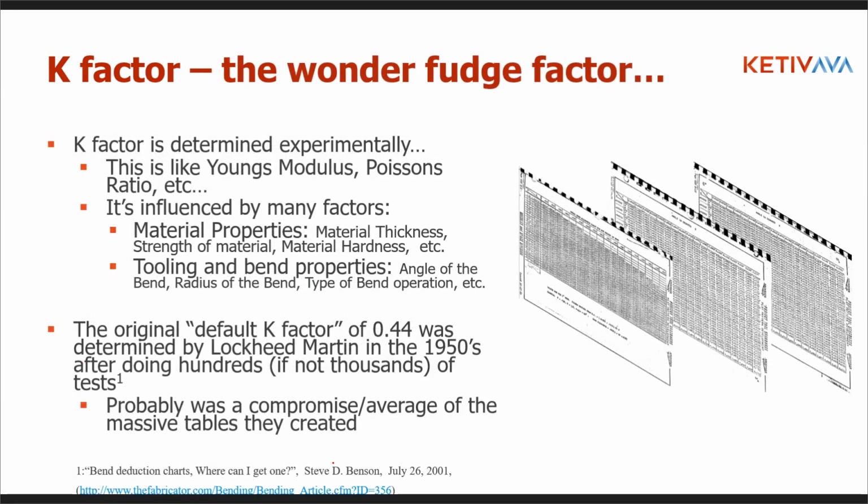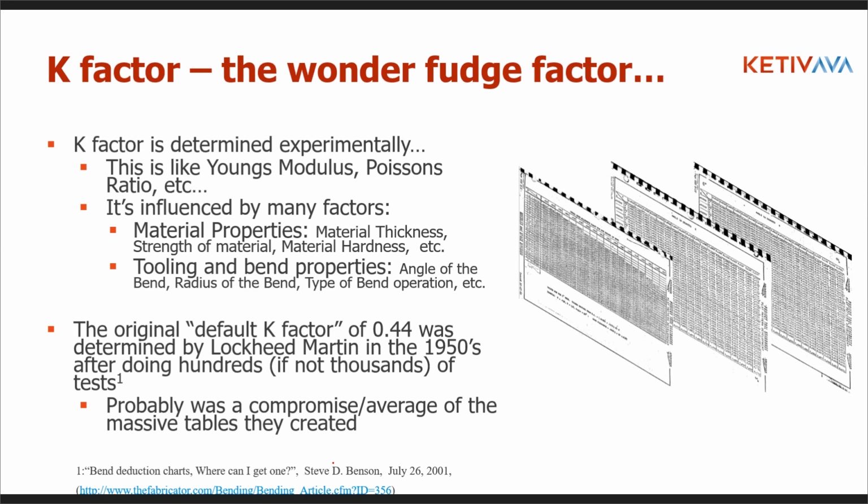This has always been the mystery. And we used to joke about this internally on the Inventor development team, that K factor is the wonder fudge factor. A lot of us know what fudge factor means. It's some factor that someone has come up with somewhere because there's no way of actually calculating it directly. K factor is determined experimentally. It's like, if you go back to your old engineering strength of materials days, it's like Young's modulus.